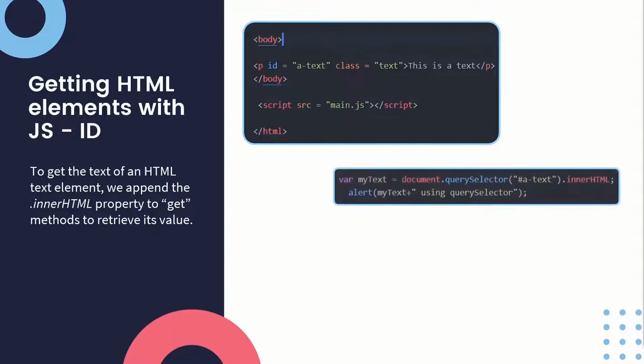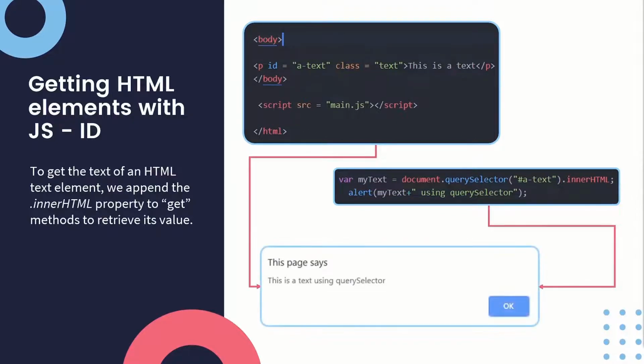But now we are actually going to reference this ID instead of the class name. So in our JavaScript code, the only difference here is that instead of calling .text, we are calling #a-text. And again, if you remember correctly, whenever we reference an ID, not a class, in our CSS code, we would use a hashtag in the beginning of the ID that we are calling. And then essentially we call the .innerHTML on that. And then we alert this to the screen, and what we get is pretty much the same thing. "This is a text using query selector".